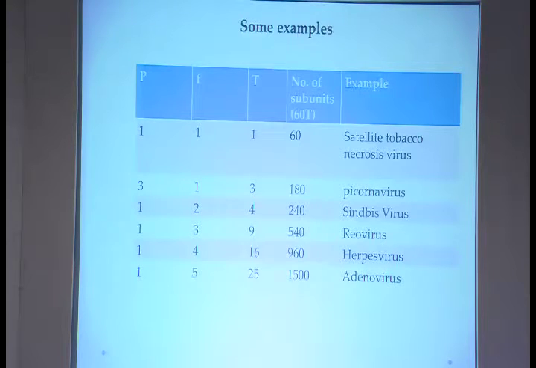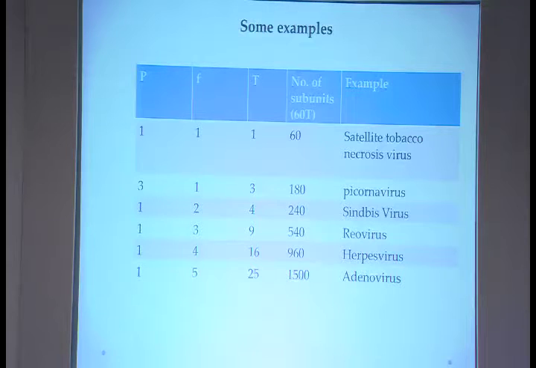So just to give an example of different types of virus particles with different triangulation numbers. You have satellite tobacco necrosis virus with a triangulation number of 1. There are picornaviruses. Now this is a little bit of a misnomer here, because these are not exactly T equals 3 particles. These are what are called pseudo T equals 3 particles, and I'll come to why that is. Sindbis virus T equals 4, reovirus T equals 9, herpes virus T equals 16, adenovirus, which is T equals 25.